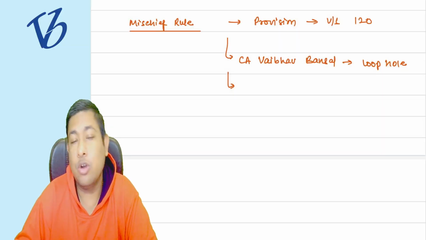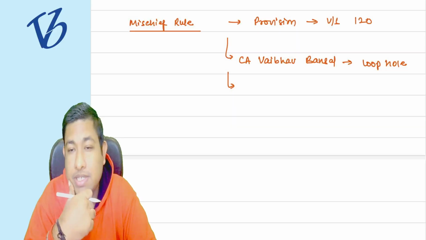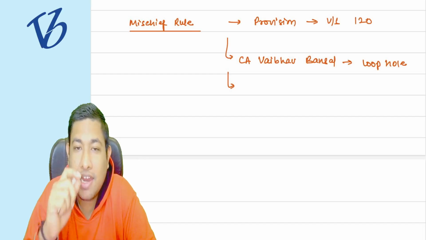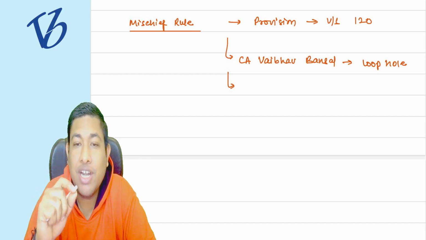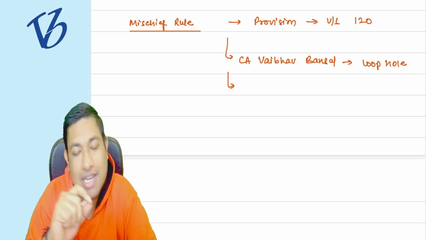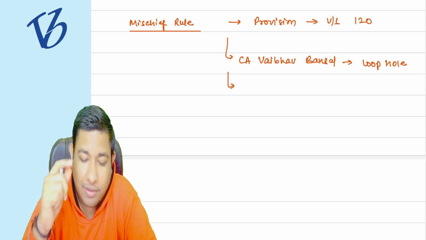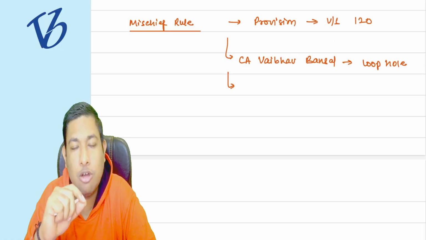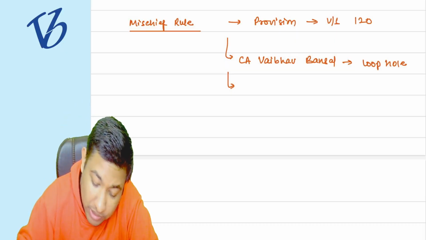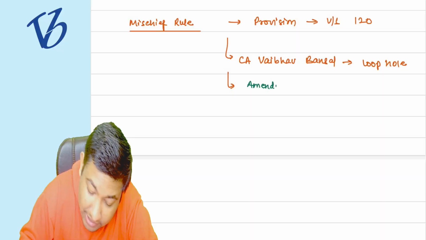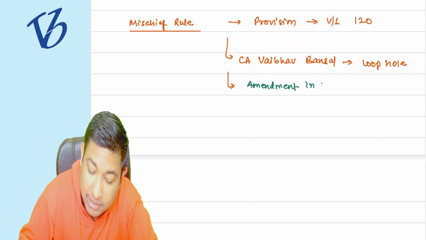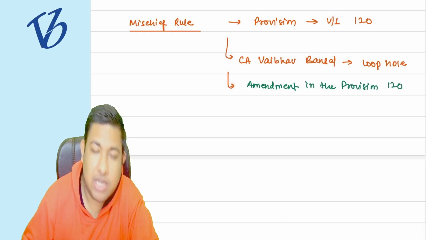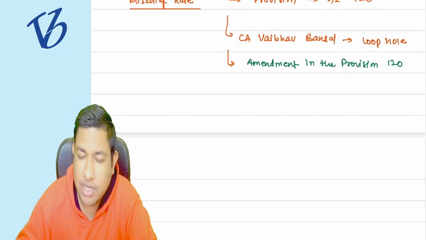After 2 years, the government got to know that Mr. CA Weber Bansal had found a loophole in the act and was misusing it to avoid the tax payment. So after getting this knowledge, the government of India comes out with an amendment in the provision of section 120 by the Finance Act. Understood it clearly? Yes.